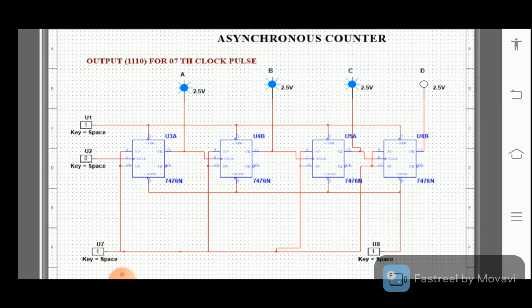So A, B, C, these are the output bits. This is how we can verify the truth table of our asynchronous counter. Hope you understand this experiment, and thank you.